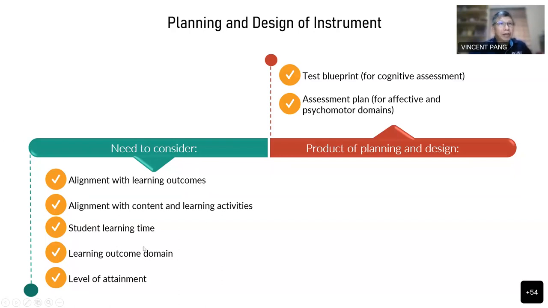Consider the learning outcome domain. Make sure that the right domain is being used. Consider the level of attainment, whether you want a level two, level three, and so on. Need to consider the product. Before we see the product, we have to visualize what product will come out from this assessment. Examples of product: maybe a test blueprint for cognitive assessment, maybe an assessment plan for affective and psychomotor domains.